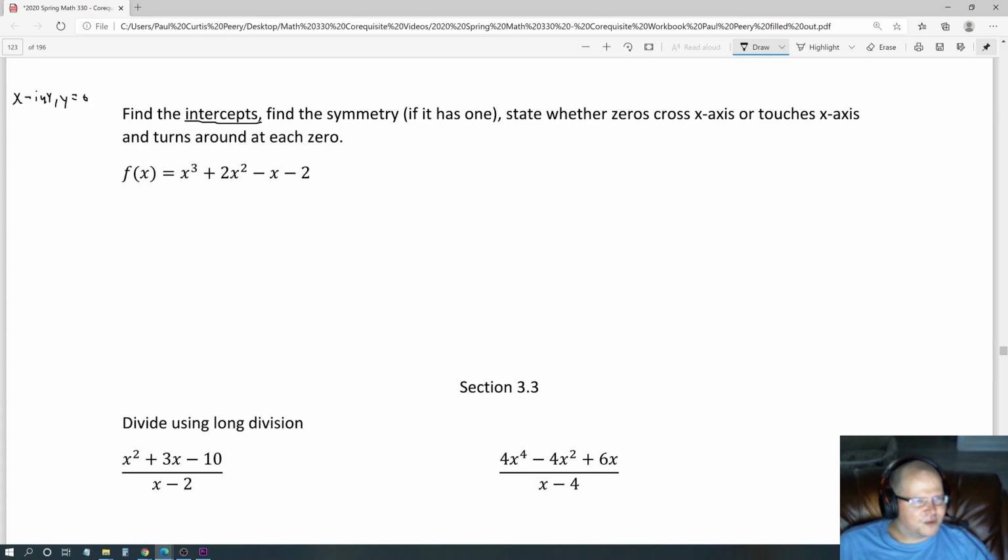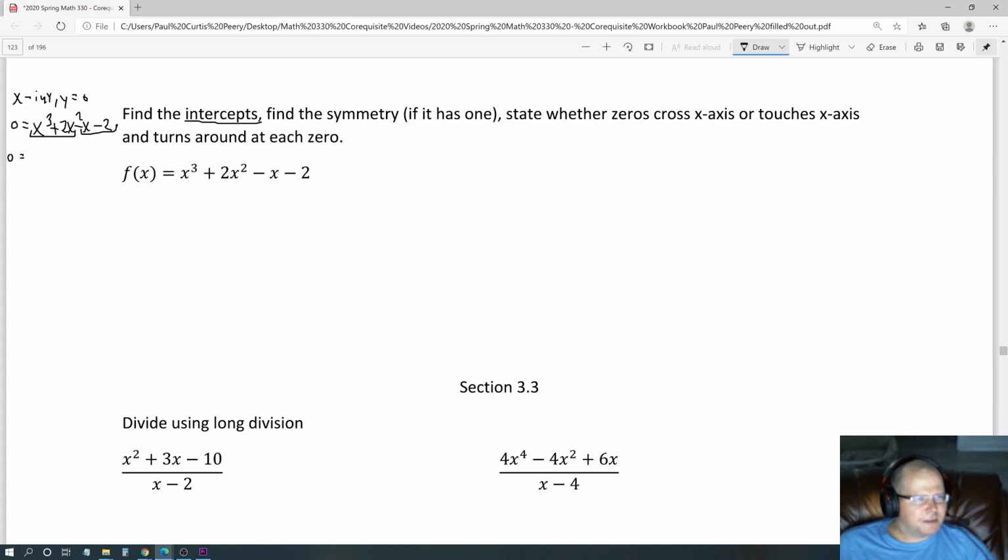I might not have enough room to do this right. So we have 0 is equal to x to the third plus 2x to the second minus x minus 2. Okay, so let's say we want to factor that. There are 4 terms here, so I'm going to factor by grouping. I factor something out of the first 2 and something out of the second 2. Hopefully that's not too small for you to view. You might want to pause and zoom in.